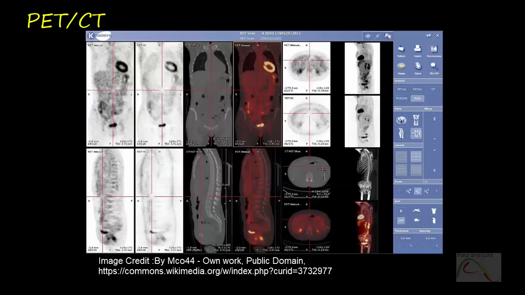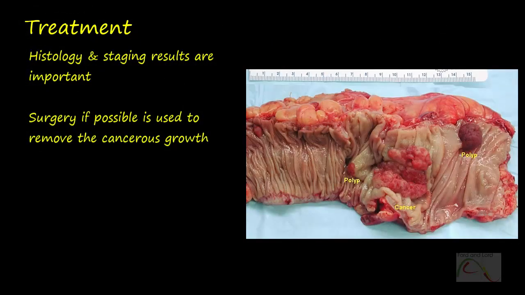PET-CT. Positron emission tomography is a type of nuclear medicine scan in which a radioactive material is injected and then images are acquired with the help of a special machine. PET-CT combines images from PET and CT scans to detect cancerous growths and determine metastatic spread.